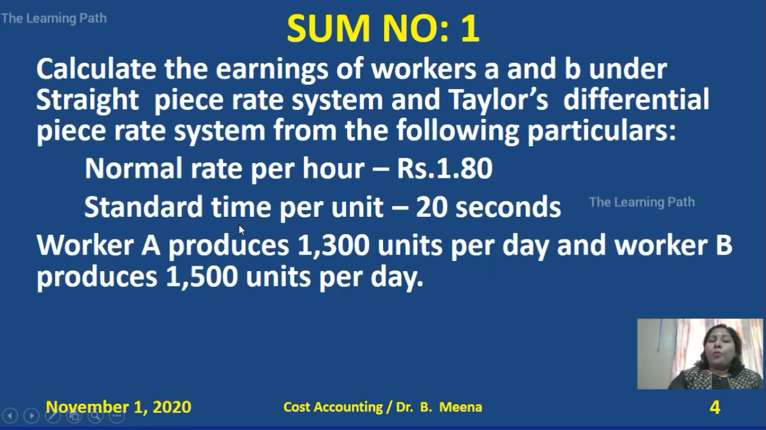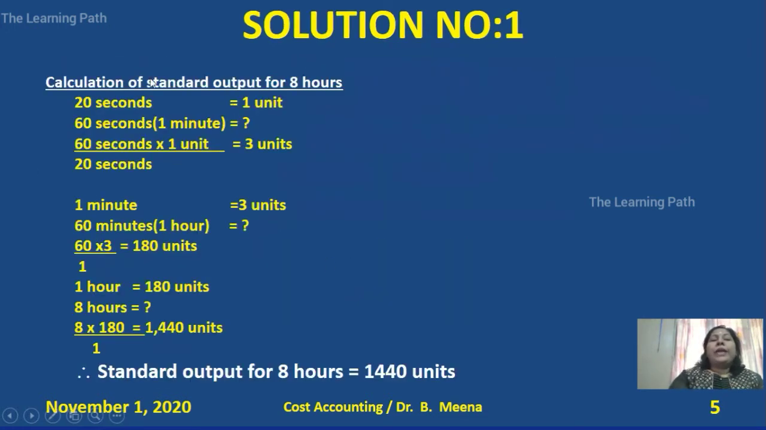So here the standard output is given, that too for one unit, you will take only 20 seconds. You are allowed to take only 20 seconds to produce one unit. Then what is for 8 hours? So what is the standard fixed by the company for 8 hours? So first of all, as per this problem, our calculation will be to calculate the standard output for 8 hours.